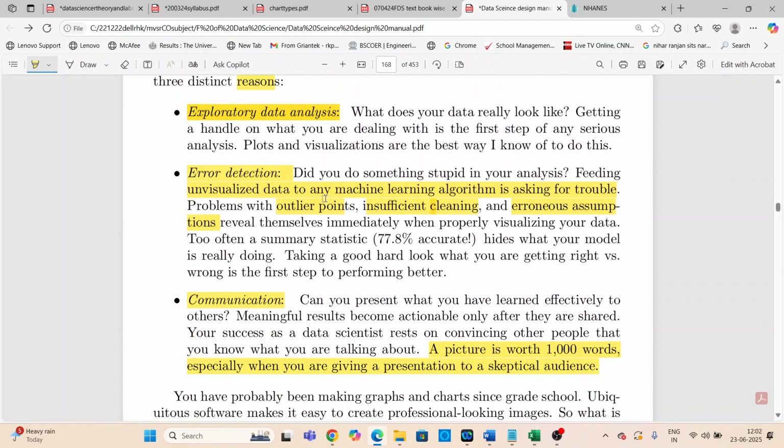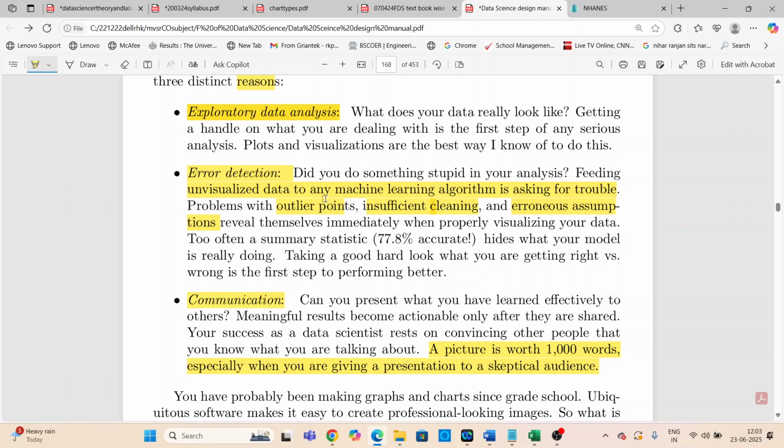The second reason for data visualization is that I need to detect errors. Suppose I have not visualized my data. It means I have not come across any outliers, I have not done my cleaning, I have not identified various erroneous assumptions. So the error will be captured by the system, meaning the noise and the actual data will be taken as is. That will be a problem.